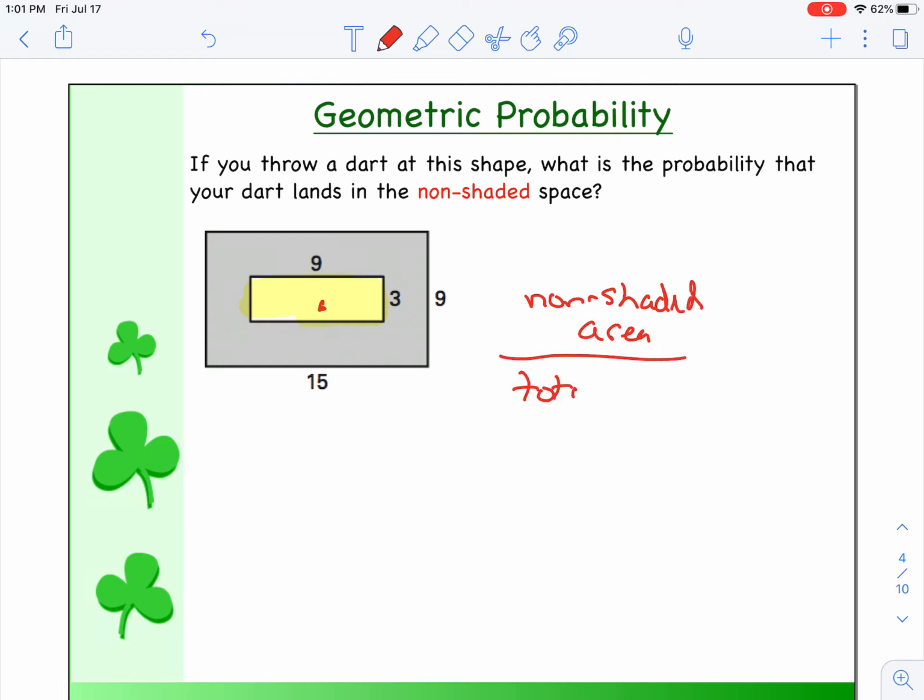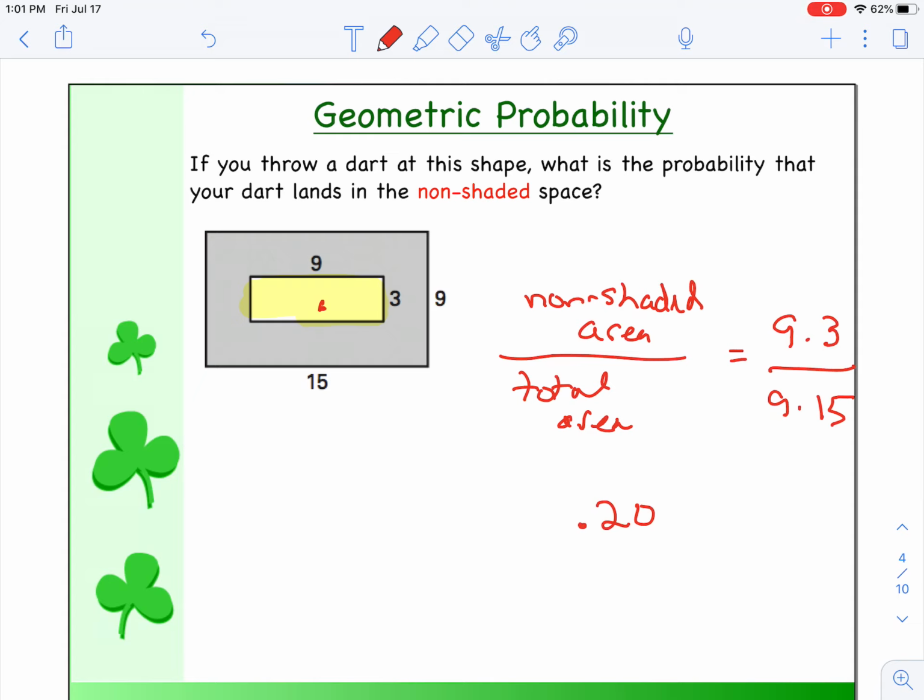Okay, so we're going to take the probability of the non-shaded area divided by the total area. Well, the non-shaded area is just a 9 by 13 rectangle or parallelogram, and then the total area would be 9 times 15. So when we divide that, we get 0.20.